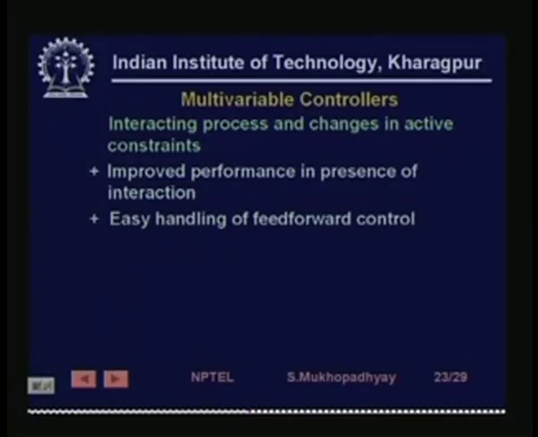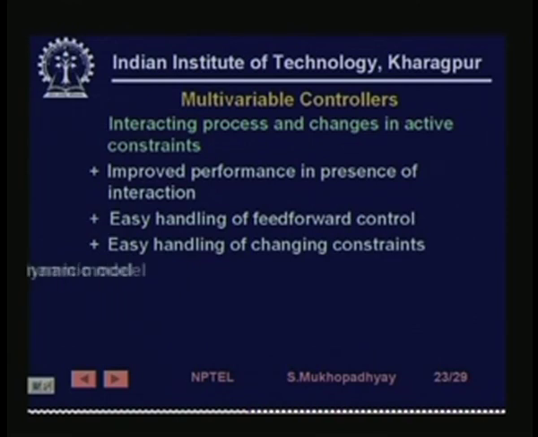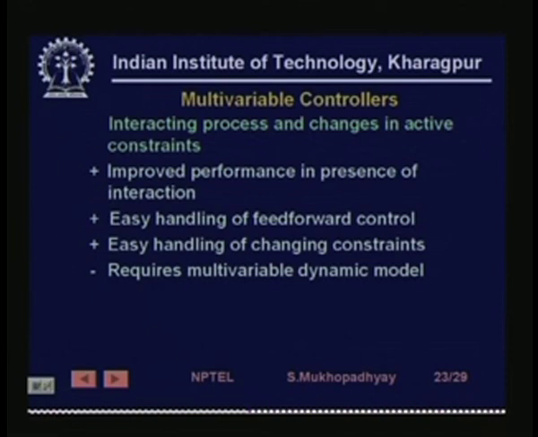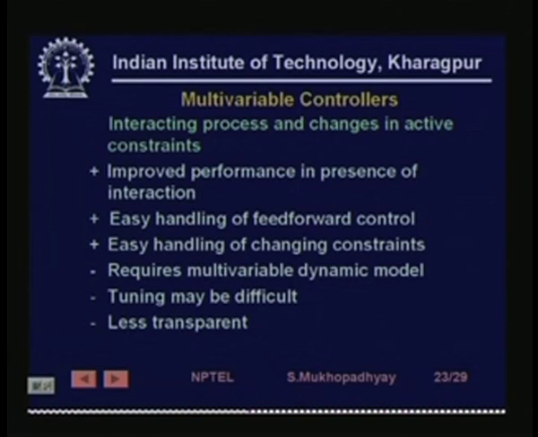You have easy handling of feed forward control. Again, feed forward tends to make the system multivariable. You have easy handling of changing constraints as we have mentioned, and it requires a multivariable dynamic model. Tuning is obviously much more difficult than a set of single loop controls, difficult to understand, less transparent, and this is the important thing, that failures can be very damaging.